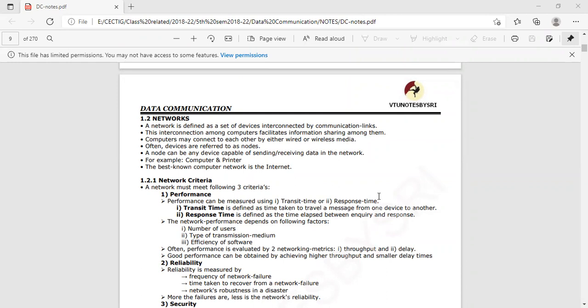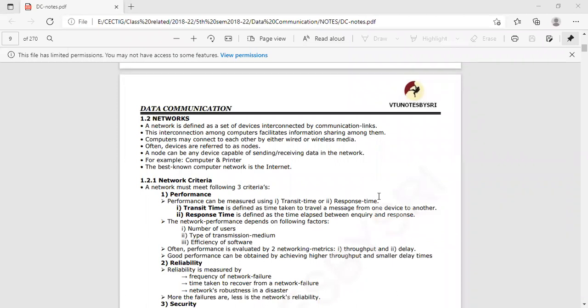Now the next things are throughput and delay. So what is throughput? What is the term throughput? Throughput is actually the rate of production at which something is produced or processed, right?